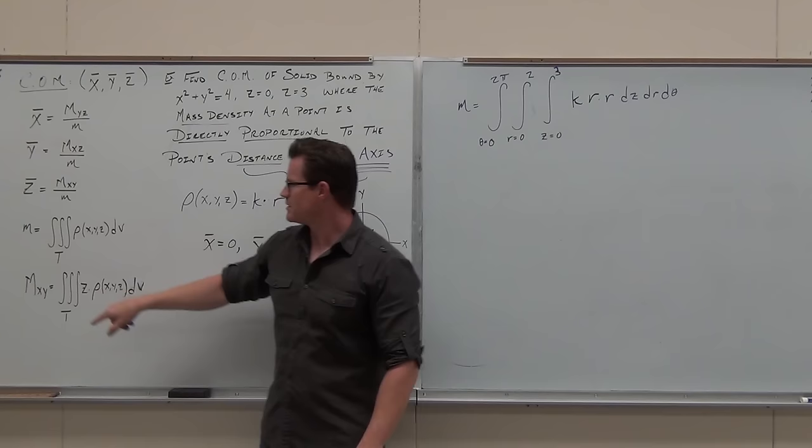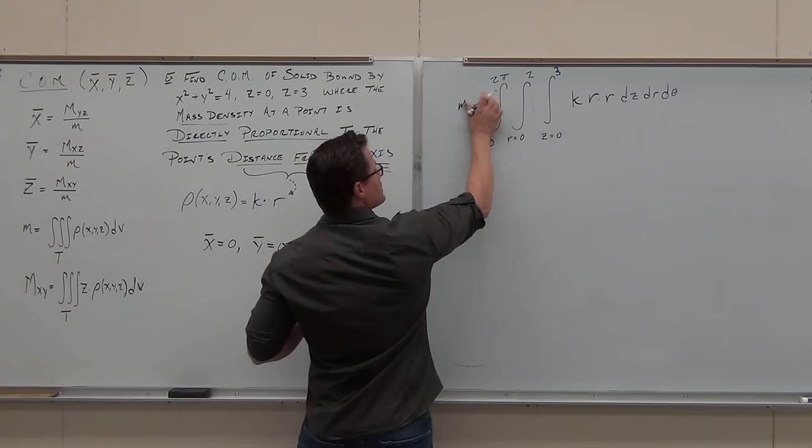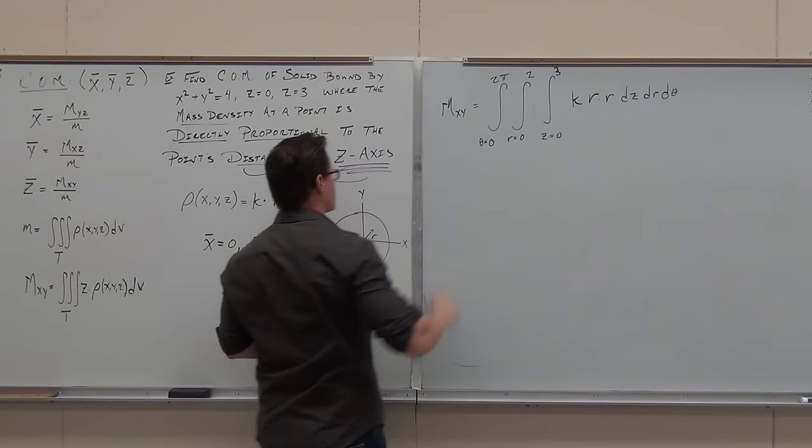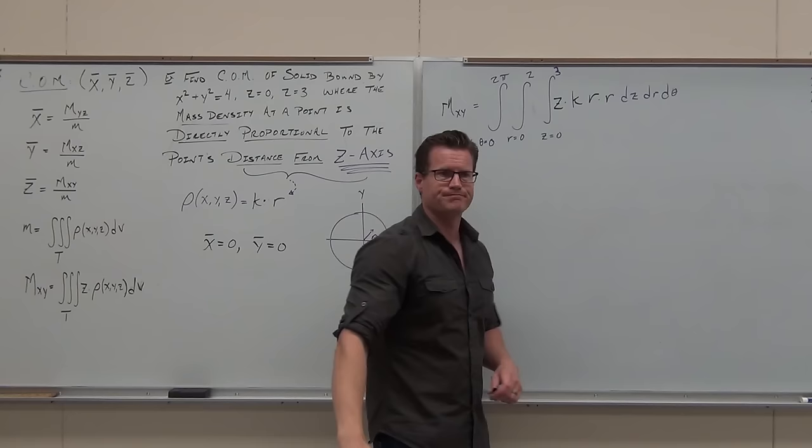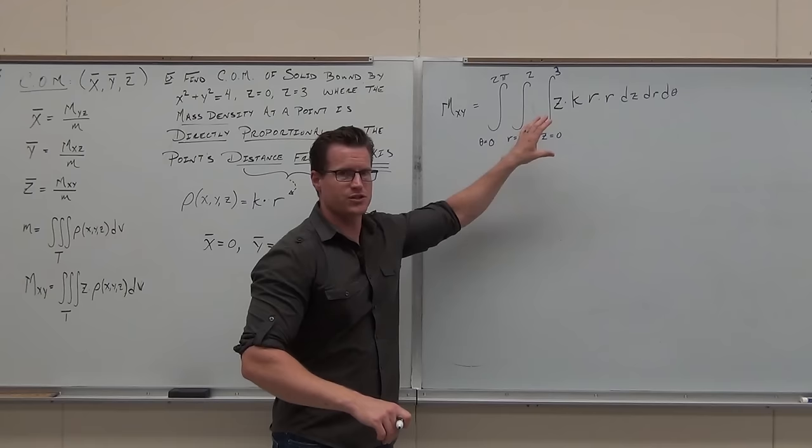How would I change this to that, which would give us that piece? That's all that would happen. Just put a z in there and you integrate again. You'd figure out the previous triple integral, you figure out this triple integral, you would divide them and you'd have your center of mass: 0, 0, comma, something along the z.